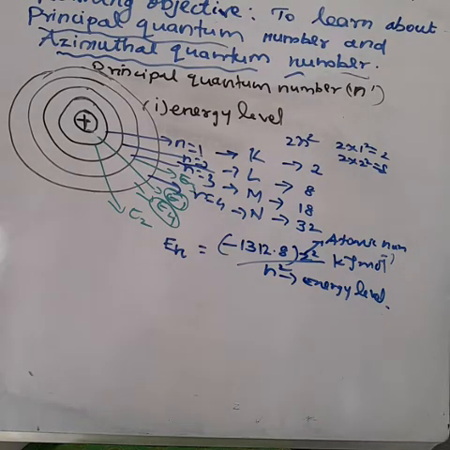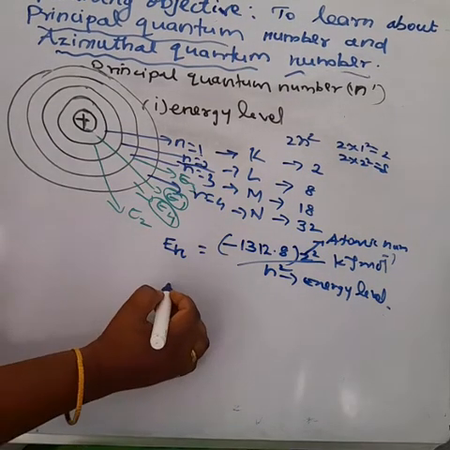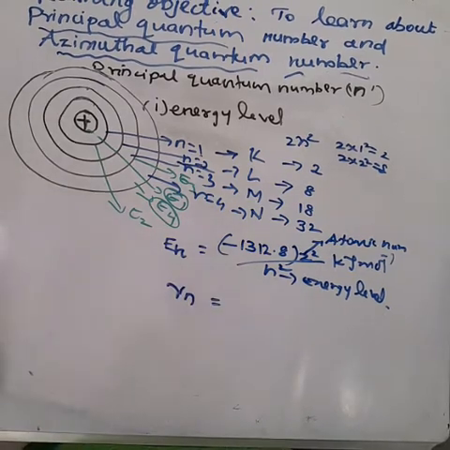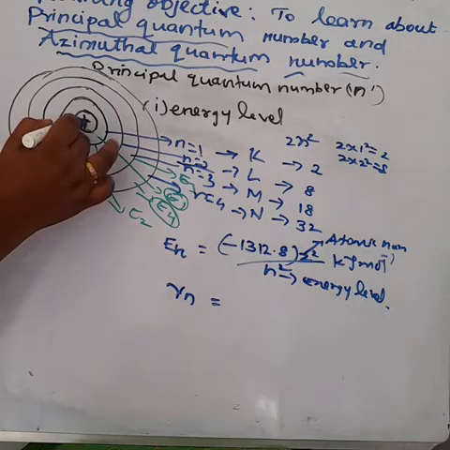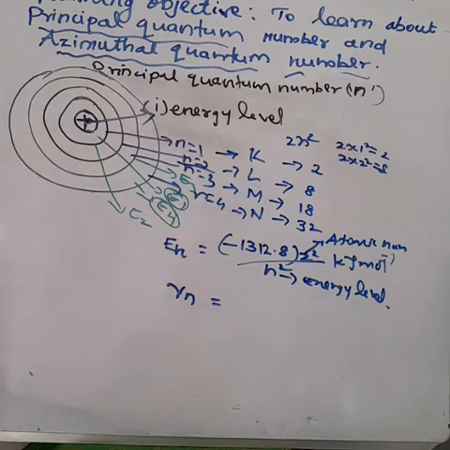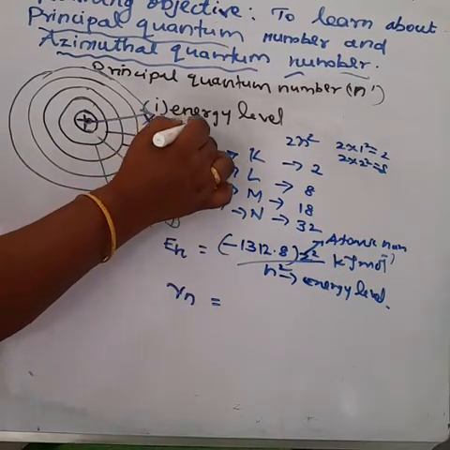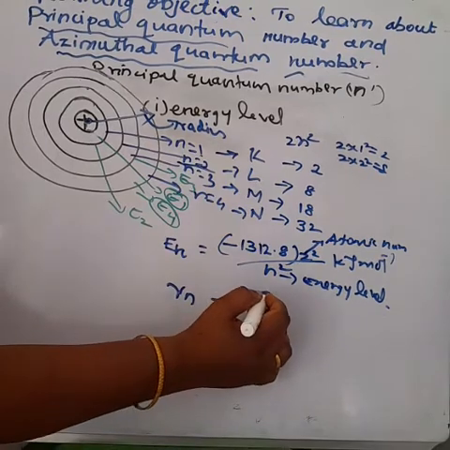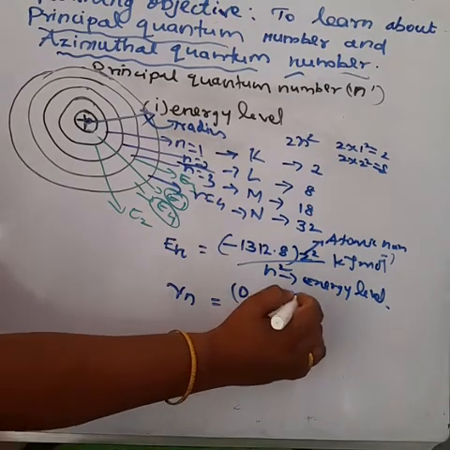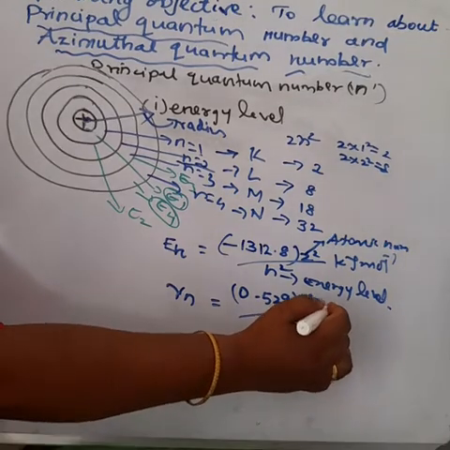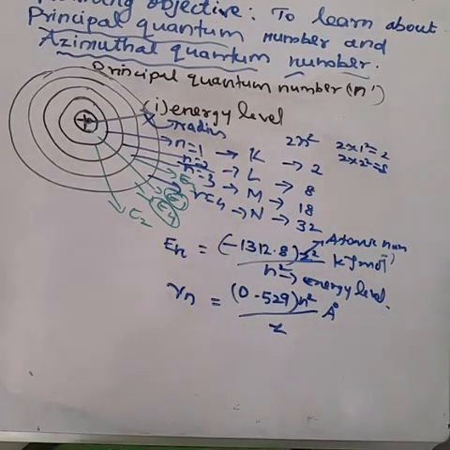Another formula we have here is Rn. This formula is to calculate the radius of the orbit. What do we mean by radius? The distance between the center of the nucleus and the outermost orbit we call the radius. What is the formula? Rn is equal to 0.529 n square divided by Z Angstrom. Angstrom means 1 into 10 power minus 10 meter. These are the formulas to calculate the radius of the orbits. Understood? This is about the principal quantum number.